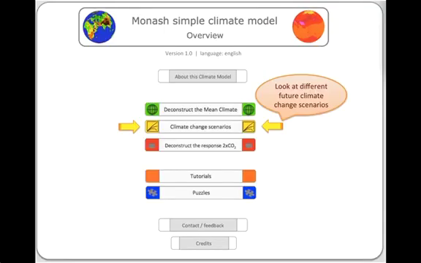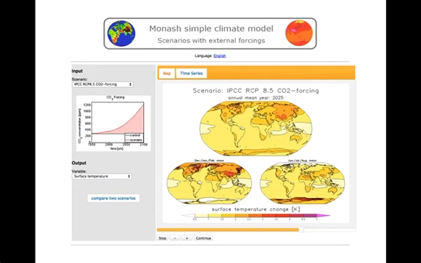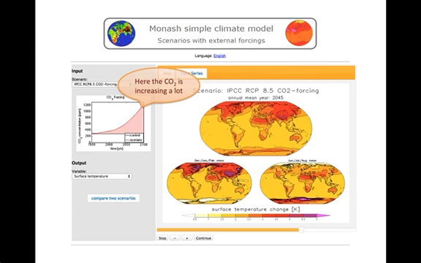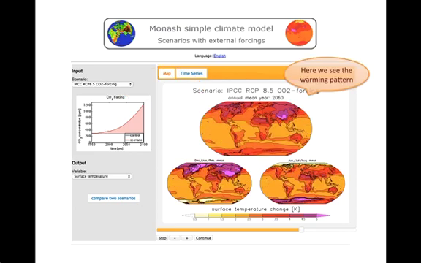You can also look at climate change scenarios. So let's have a look at future climate change simulations. Here you can pick a number of different scenarios. And here we have chosen a CO2 increase scenario from the IPCC report. And here you can see how over time the climate warms up.